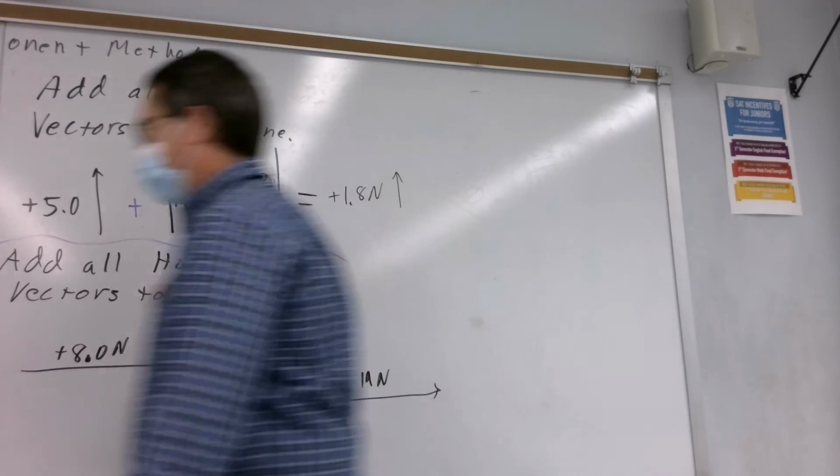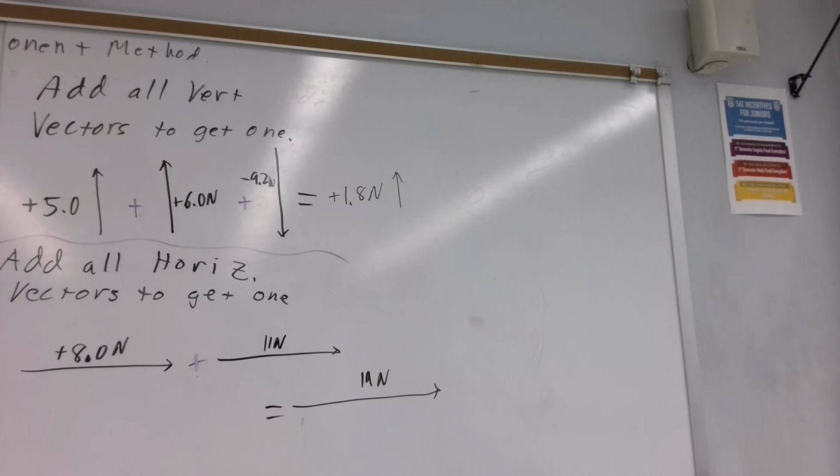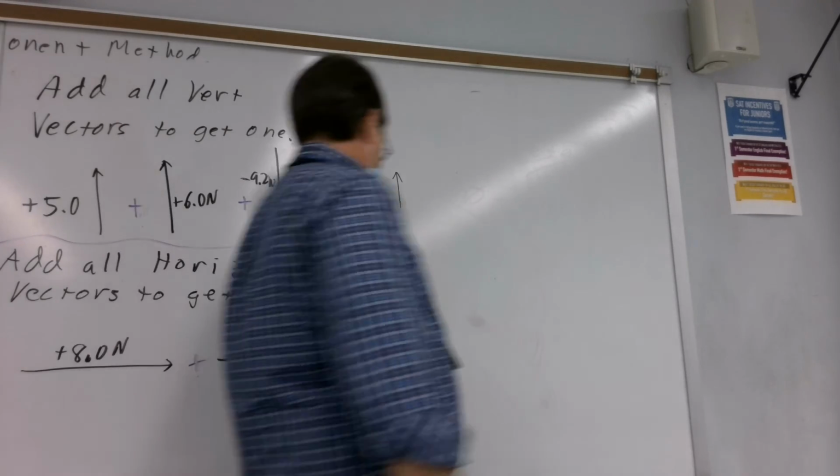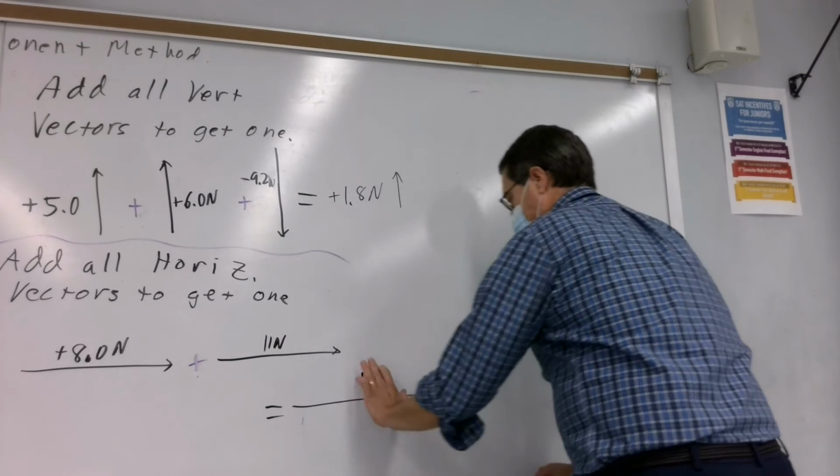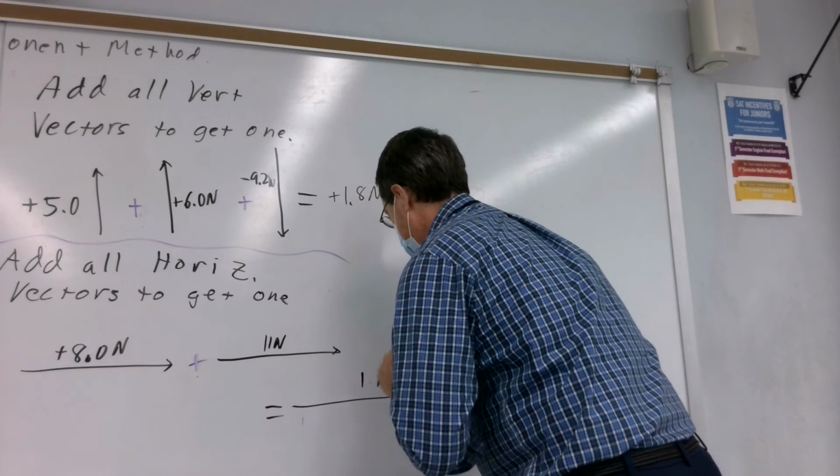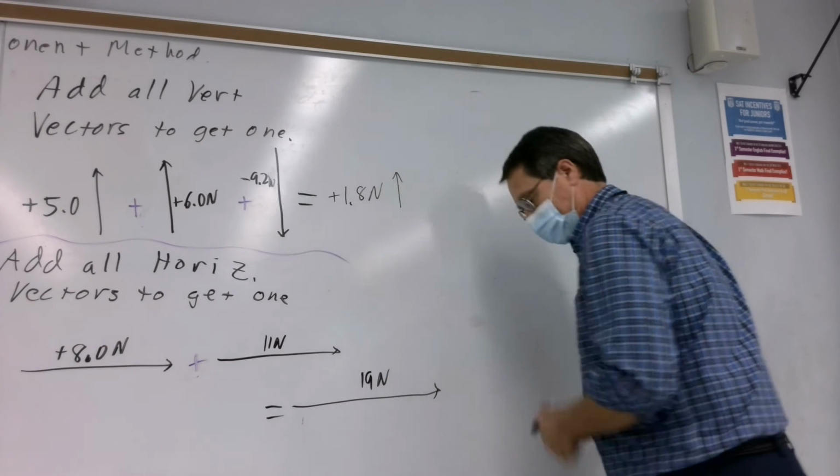Now we're at the final phase, and this is where Pythagorean theorem and inverse tangent are going to come into play. Okay? That was a very bad 19. Very bad. That is a better 19.